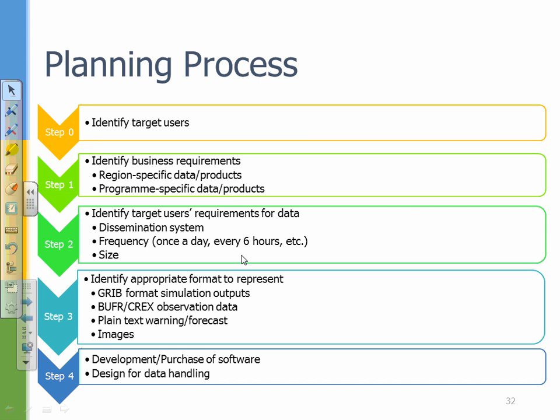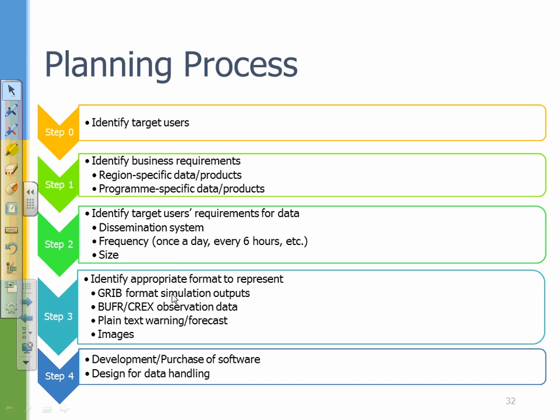And then the next step is to identify the target users' requirements for data. So which kind of dissemination systems will be used to deliver these data products to the target users? Or how often do they need these data products? For example, once a day or every 6 hours, et cetera. And some dissemination systems have a constraint in data or product size. So this is another constraint as well.